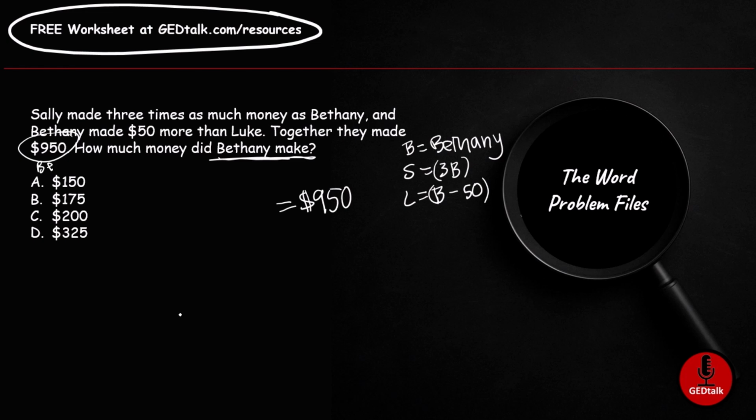So I'm going to use the column of answers as the amount Bethany made. Then I know Sally is going to be 3B, so we'll give her a column. And then I know Luke is going to be B minus 50. Bethany made $150. We know that Sally then made 3 times that amount, so 150 times 3 is going to give me 450. And then I also know that Luke made $50 less than Bethany. Well, 150 minus 50 is going to give me 100. And then what I would need to do is add up 150 plus 450 plus 100 to see if that equals 950.